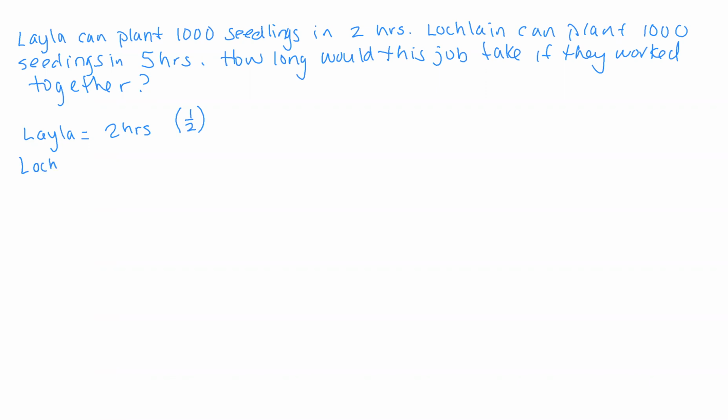Now for Lachlan, it took him a whopping 5 hours to do the job. So working at a constant rate of speed, which again, when you're dealing with humans, a constant rate of speed from start to finish is unlikely, but we still make that assumption. So Lachlan here in 1 hour should have completed 1/5 of the job. Now working together, we don't know how long it's going to take them. We're going to say X hours. So that means 1 over X parts of the job would be complete in 1 hour.